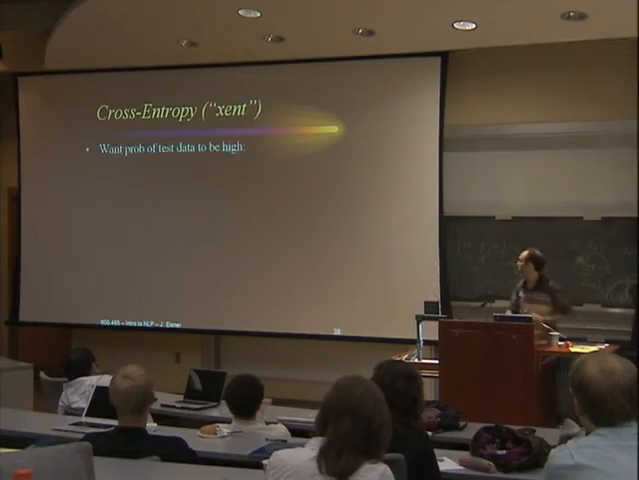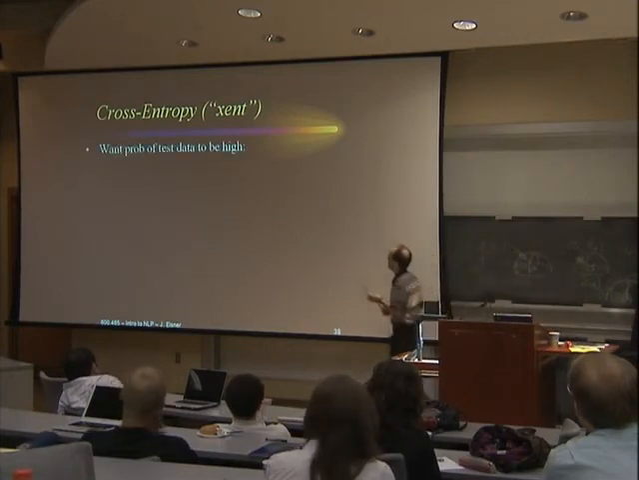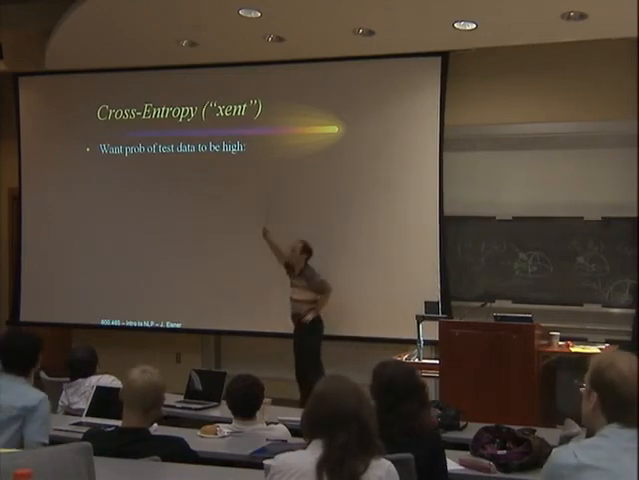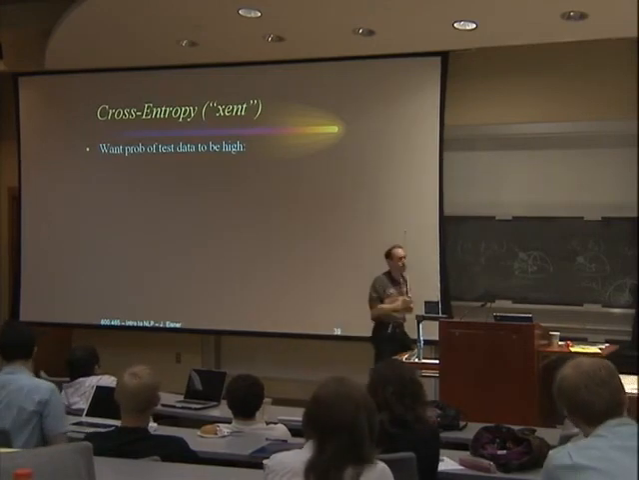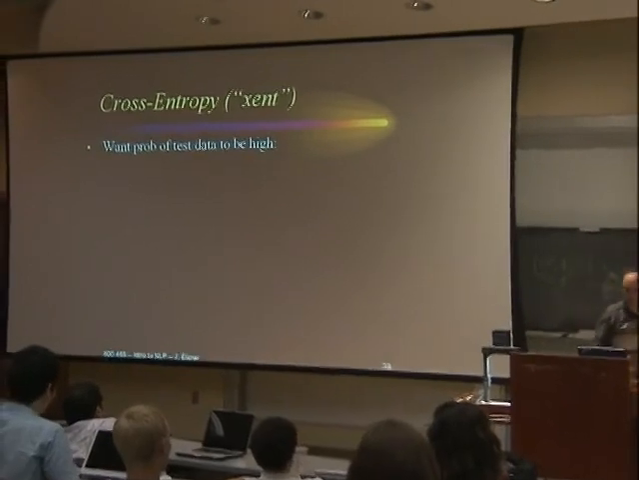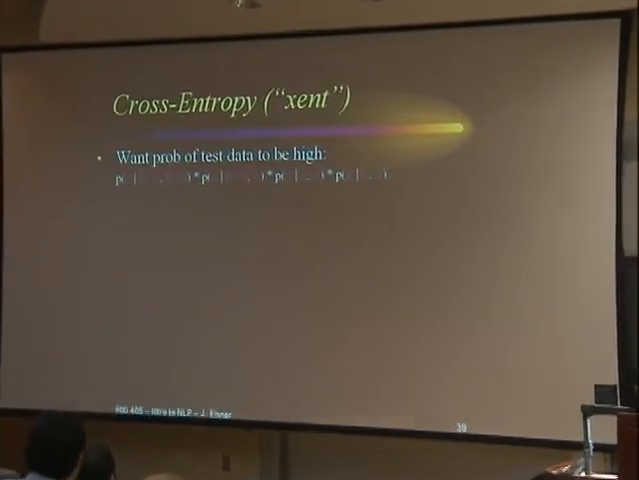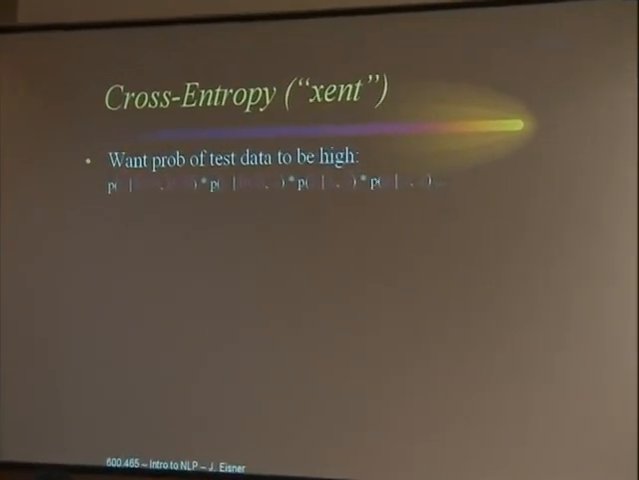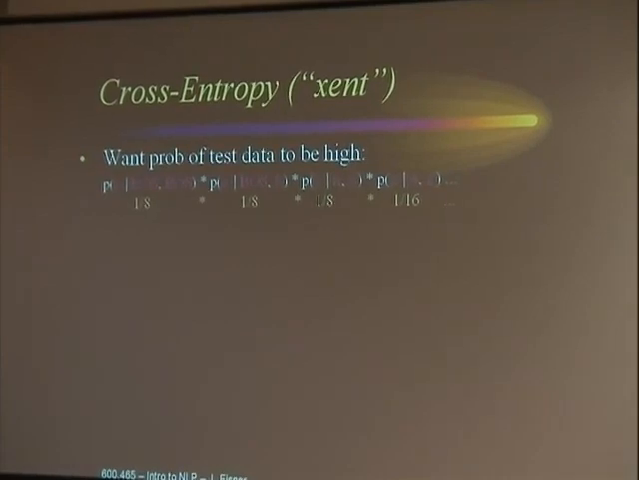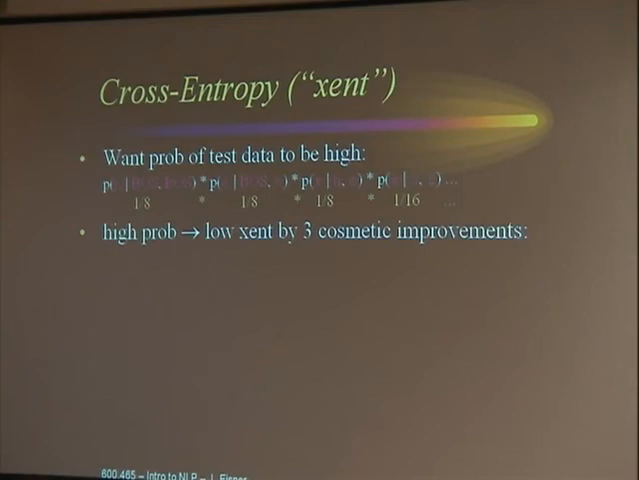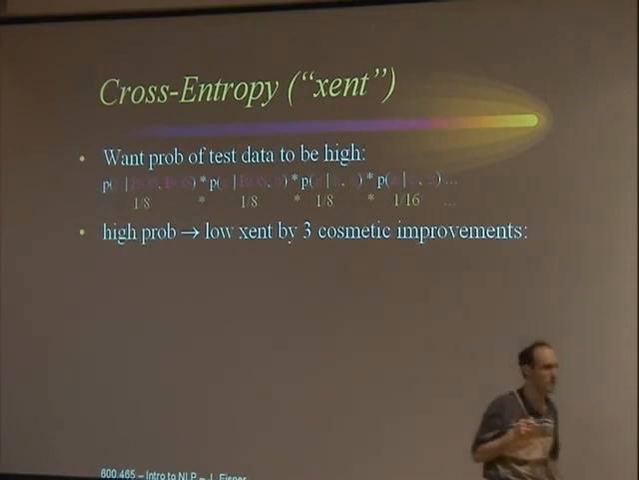OK, so this is the last slide. So we want the probability of the test data to be high if the model's good. So this is the probability of the test data under the trigram model. Looks like that. So cross entropy is related to probability in a simple way. We're just going to make a few improvements so that these numbers are easier to work with.